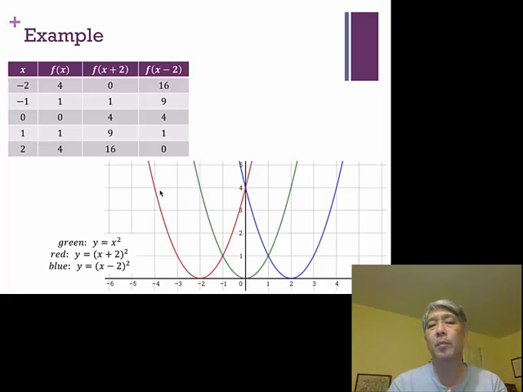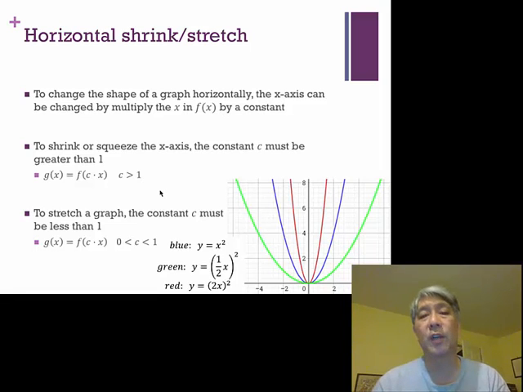Sometimes the table format is very helpful to help you understand exactly what's happening. That's especially true when we get to the horizontal and vertical shrinks and stretches. Sometimes it's really hard to imagine what's going on, and doing a few points on a table can help you straighten that out. So to change the shape of my graph horizontally by either stretching it or shrinking it, I can multiply the x in f of x by a constant, again, a positive value c.